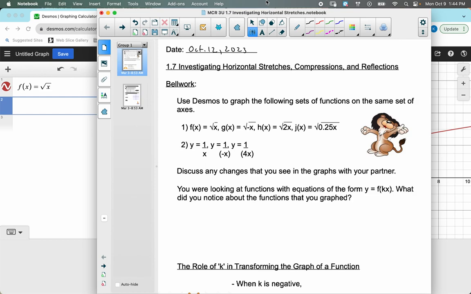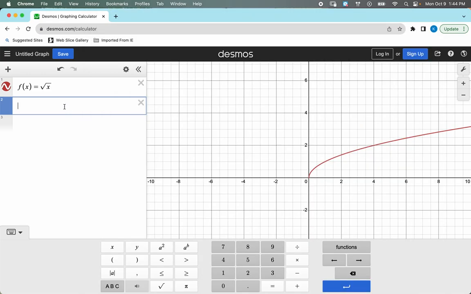Okay, so what we're trying to do today is look at some changes in the horizontal direction. So I'm going to flip screens. I already have our parent function y equals root x there. And then the idea with the bell work was just to see what happens when you change what's happening directly to the variable that's underneath the root. Okay, and hopefully this will help you sort of see how to type things in if you got something wrong.